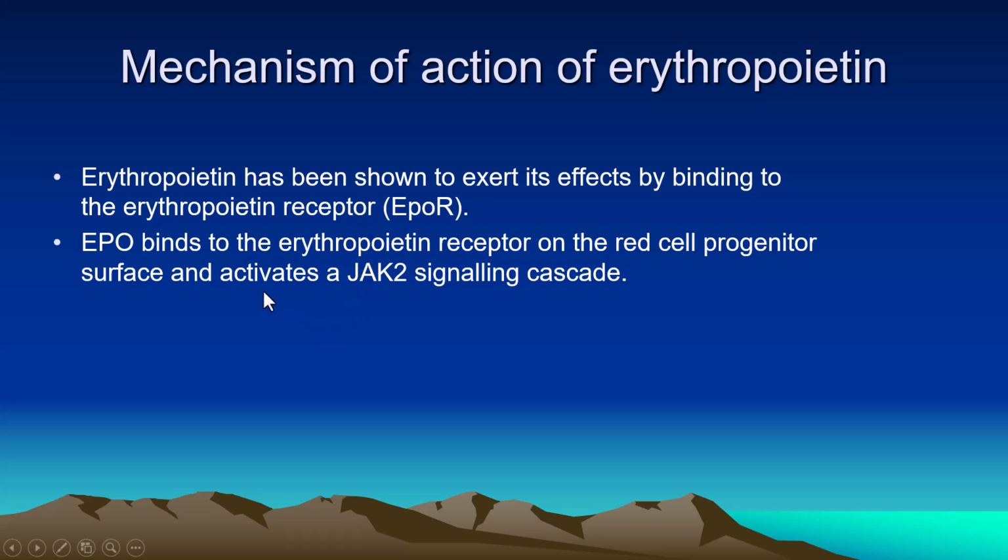Erythropoietin binds to the erythropoietin receptor on the red cell progenitor surface and activates a JAK2 signal cascade. A JAK2 signal cascade is actually protein signals which are sent to the nucleus of the cell, and their DNA is activated and forced to produce cells. There are many steps of the JAK reaction, and they occur in hierarchy, and after that it stimulates the cell DNA and produces the cell. This is actually part of the biochemistry. A biochemist can express it in a better way.